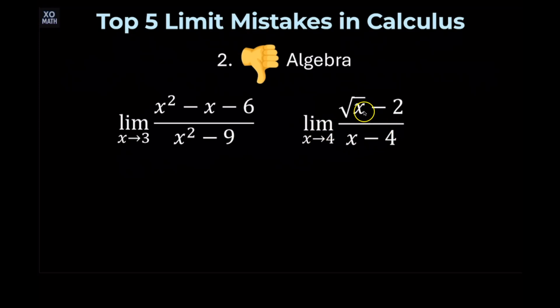Here, when I have a square root involved, students' mind goes to squaring things. Well, I can't just randomly square the square root or square the numerator. Here, we want to multiply the numerator and denominator by the conjugate of the numerator.